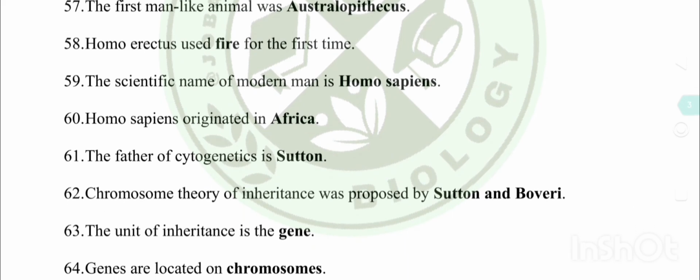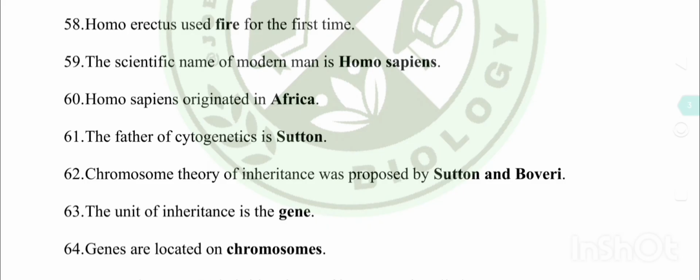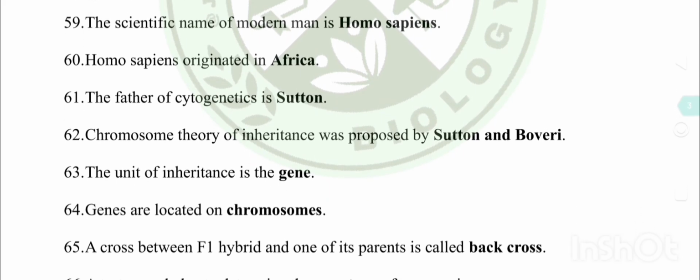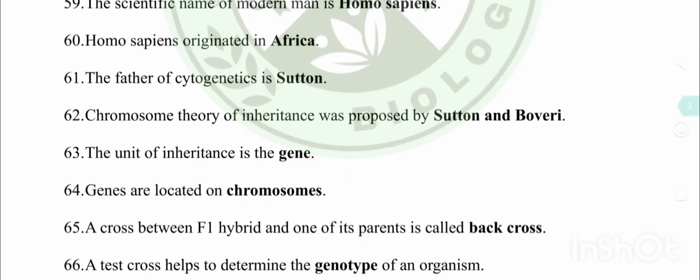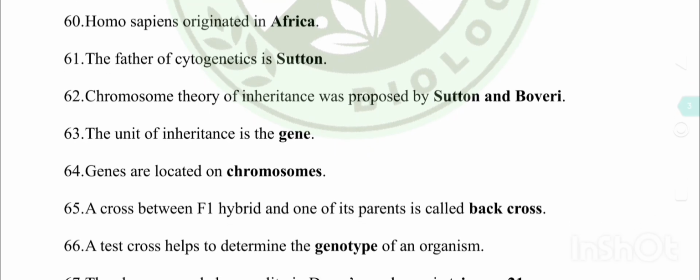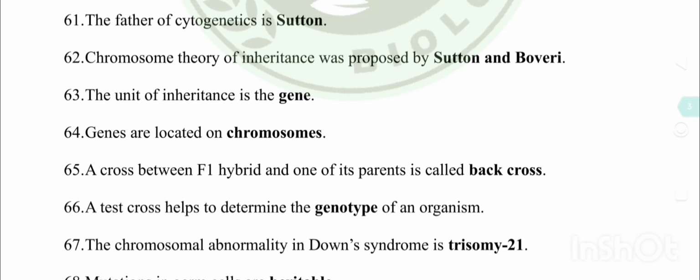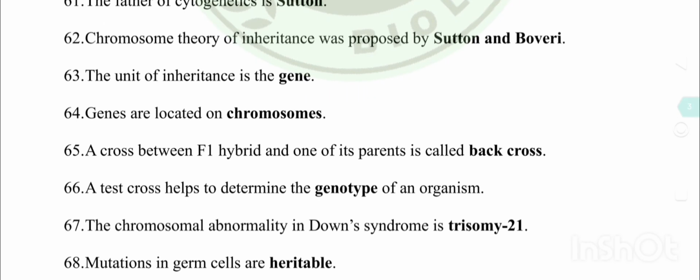61. The father of cytogenetics is Sutton. 62. The chromosome theory of inheritance was proposed by Sutton and Boveri. 63. The unit of inheritance is the gene. 64. Genes are located on chromosomes. 65. A cross between F1 hybrid and one of its parents is called back cross.